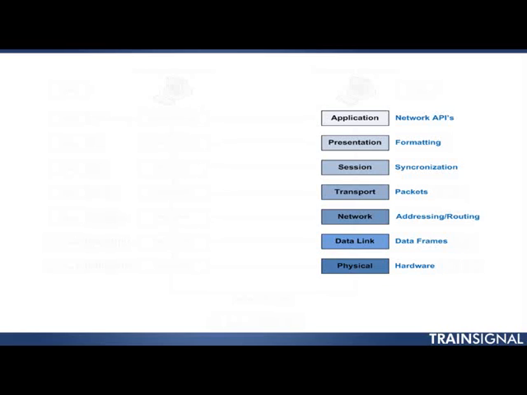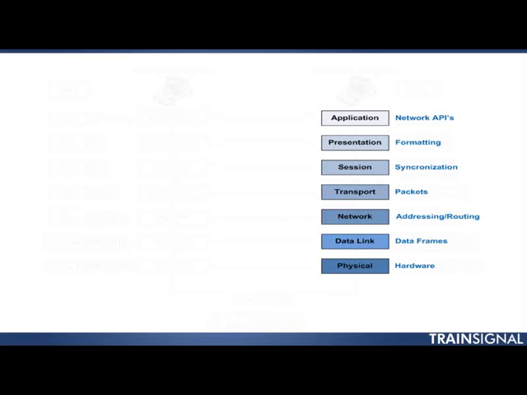Now, again, I want to emphasize, don't take my definitions 100% literally, because they're not meant to be. They're meant to be very vague and very general, because again, remember, a lot of gray area. But that's the basic idea behind these 7 layers.